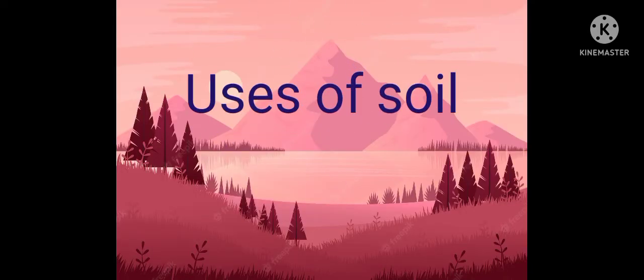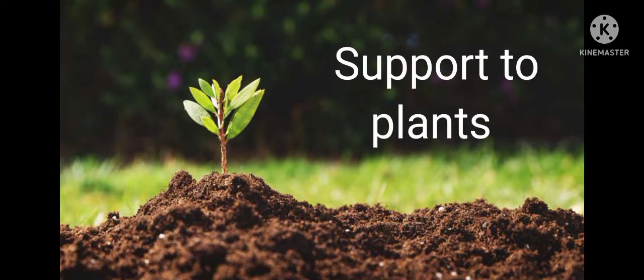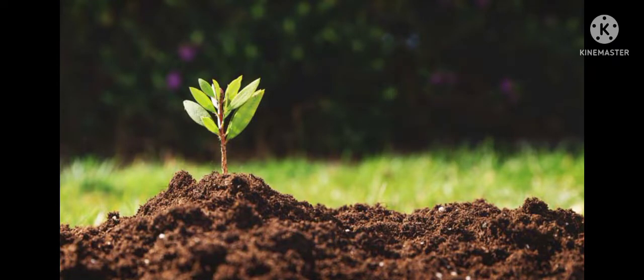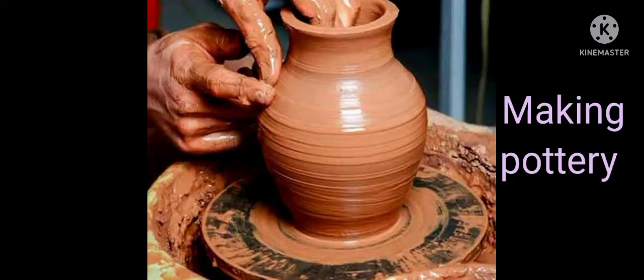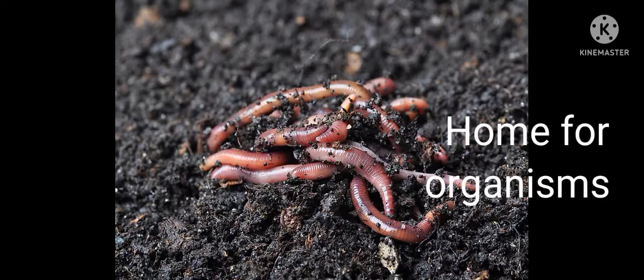Let's see the uses of soil. Soil gives support to the plants. It also gives nutrients to the plants. Soil is used to make potteries. And the next use of it is a home for several organisms.